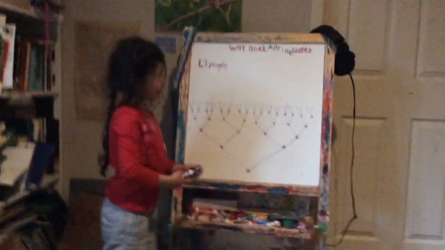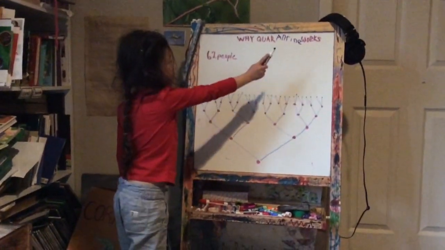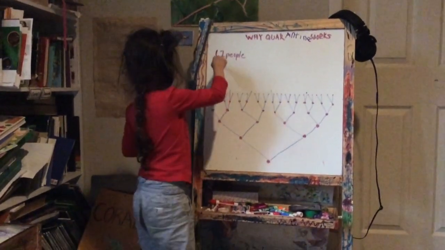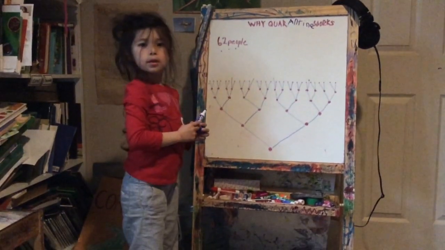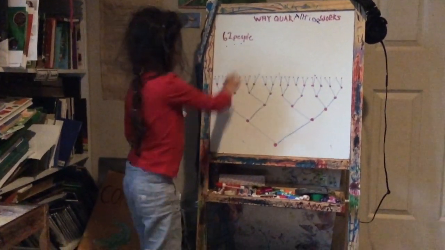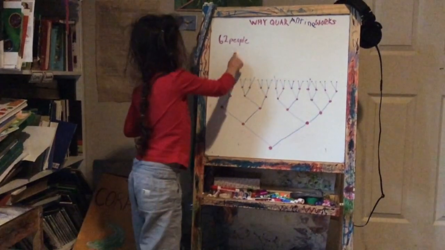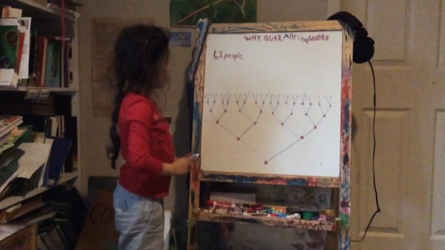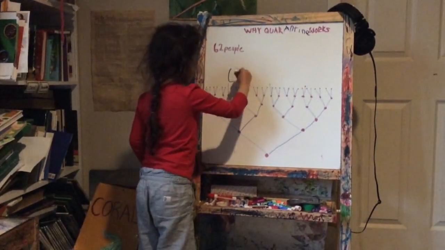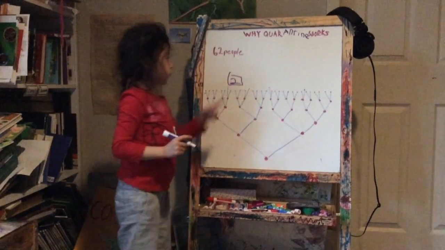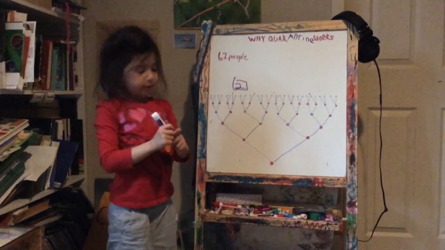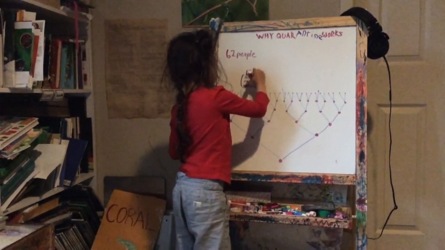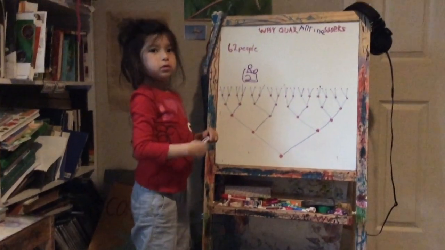Okay, what are you showing us today? Why quarantine works. What's 62? 62 people. 62 sick people? Yes, you're right. Hey, what's the R naught on this virus? Two. Here's the reminder so you don't ask me again. Okay. All right, go ahead with your class.